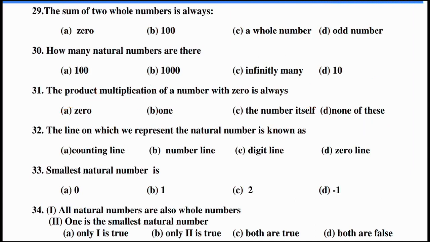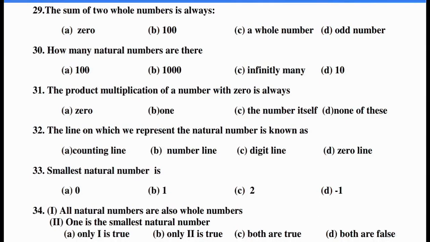Question number 32. The line on which we represent the natural number is known as counting line, number line, digit line, or zero line. So answer is number line. On number line we are representing numbers. Question number 33. Smallest natural number is, we know that natural numbers start from 1. So 1 is the smallest natural number.